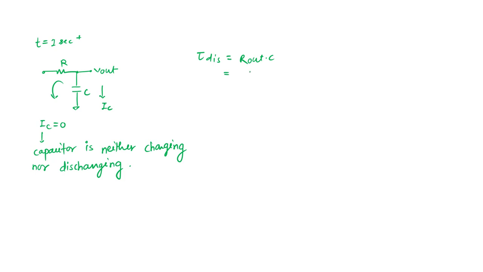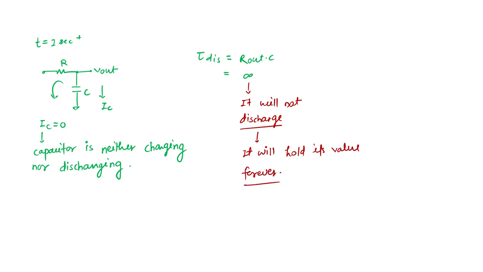So what is the R out? Actually, the circuit is open, so I will say it's infinite. So my discharging time constant is infinite. It will discharge only in a very long time, or rather, in infinite time. The point is simple: it will not discharge. It will hold its value forever.